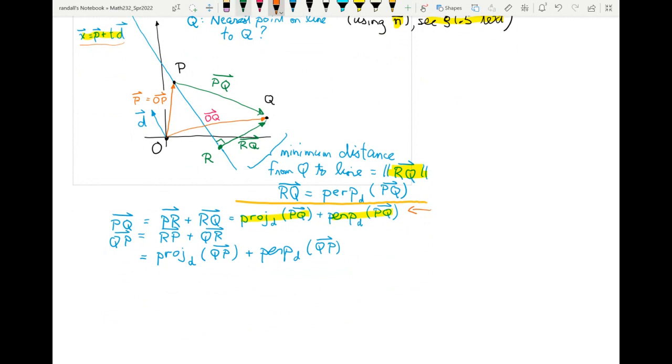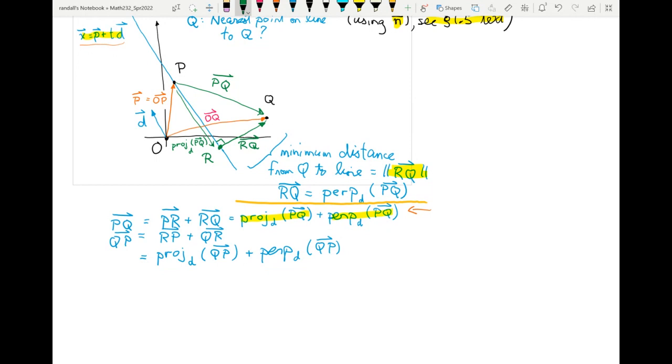So that would be, maybe I'll draw it in here now. That would be this one here. So there's that vector. This is my projection along D of PQ. And the vector RQ is the perpendicular part, so it's the part that's perpendicular to D. Those two vectors together give me PQ, as you can see.